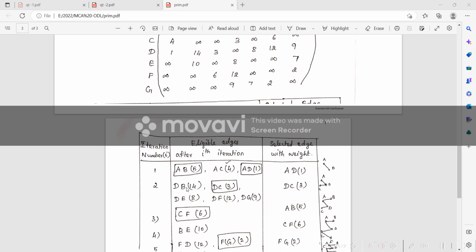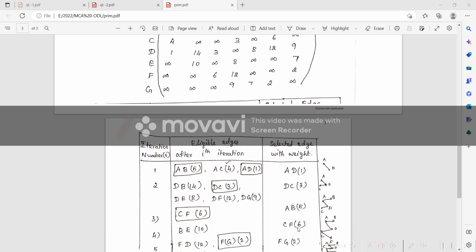So we are left with DB, DE, DF, DG and CF. Okay, all these edges we have to consider. So this one is 14, 8, 12, 9 and 6. So among those least weight will be the 6 only. Okay. So we have to select in this iteration this edge CF is selected.